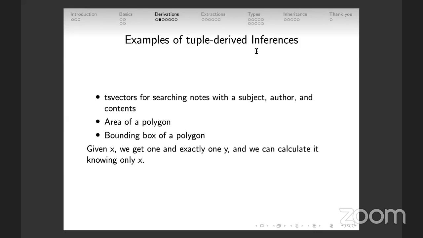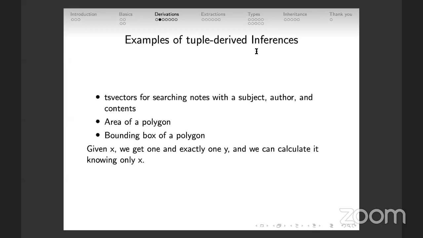So a couple examples that we might have of tuple derived inferences. If I have notes in a database, I might want to have a standard way of generating a TS vector from a notes table. So I could take the author, the subject, and the contents of the notes, and I could create a TS vector in a standard way. The application wouldn't have to know how that TS vector is derived to do the search. We just simply have a certain convention and we publish what the guarantees are, and the application gets to use the guarantees, and does not have to know the implementation. So that's an example that will get a lot of focus in this discussion.